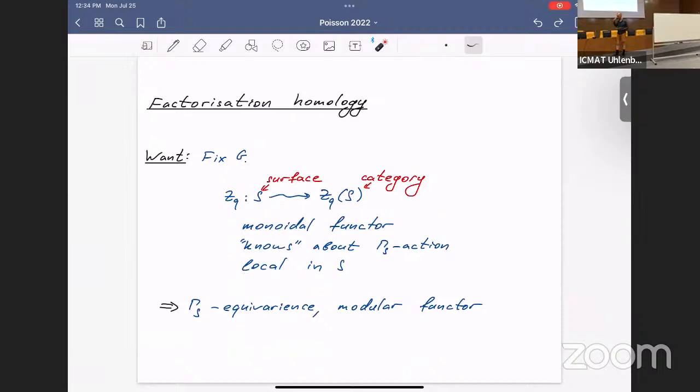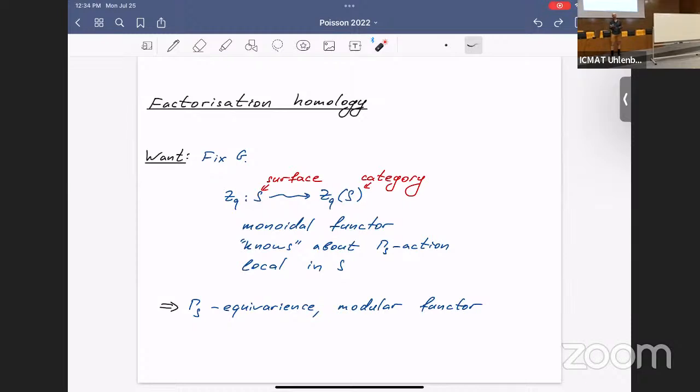Now, I'm done with the cluster algebra bit. I would like to consider it with something that factorization homology tells us. So what does it say? And what is this construction at all? So first of all, let's just fix our reductive group G once and for all. And then factorization homology in the first approximation is kind of this assignment. So to each surface, I want to assign a category, right? So S will be a surface, Z(S) will be a category.